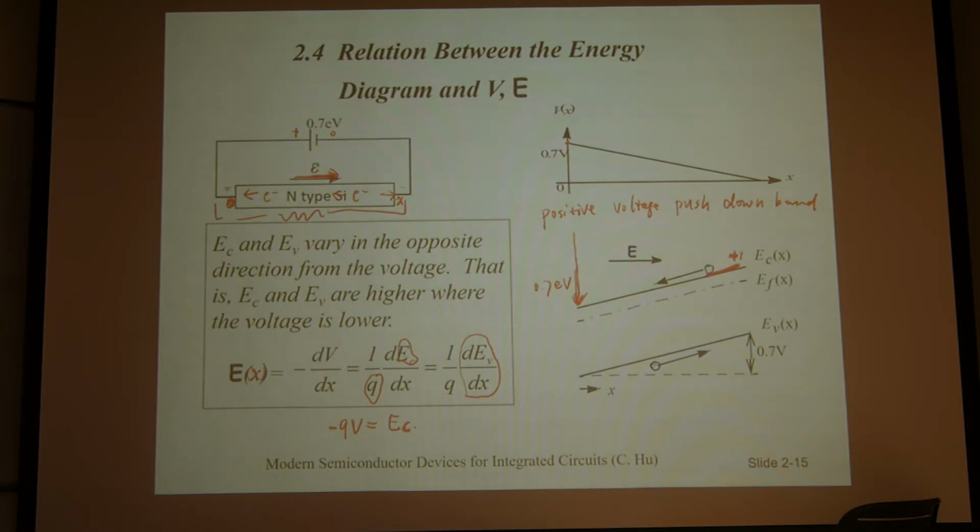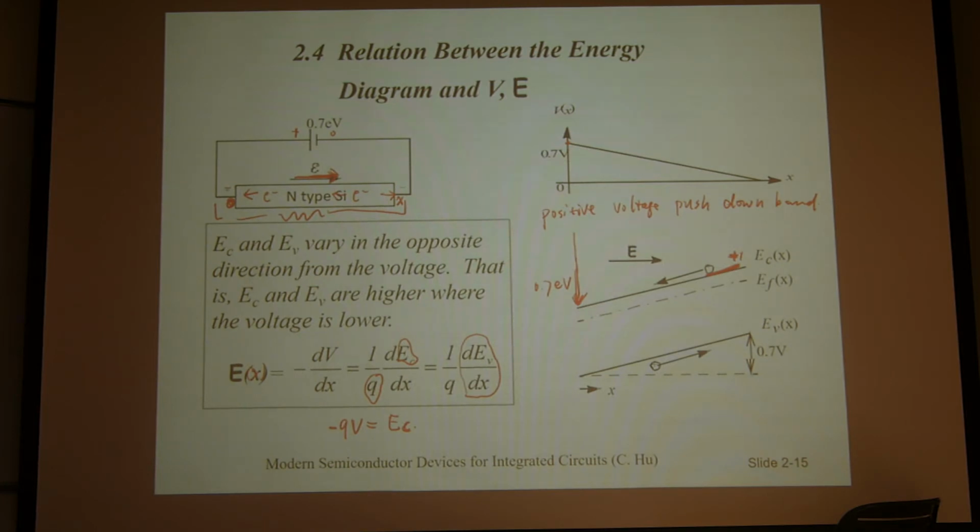In this case, we apply positive voltage to the left terminal. That means the left hand side of this silicon, the band, the EC, will be pushed down. So the EV will follow the same slope because in the silicon, the band gap EG is a constant. So no matter which location here, the band gap EG will keep constant. That means the EV will follow the same slope. And similarly for the EF, the Fermi level will also follow the same slope. Any questions?